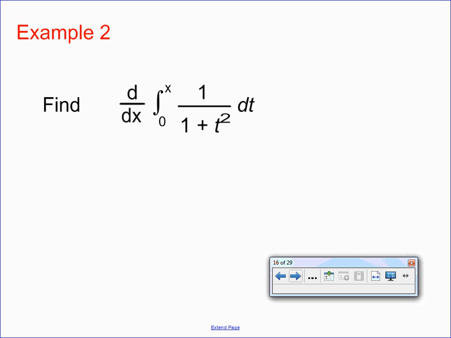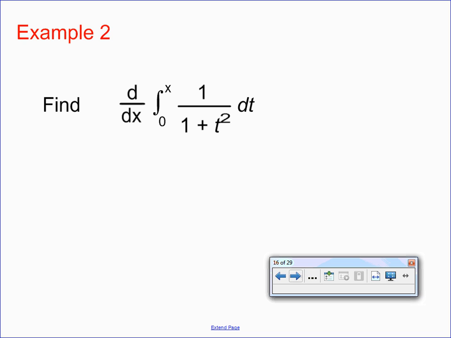All right, let's consider another one. The derivative with respect to x of an integral defined expression from 0 to x of the integrand function 1 over 1 plus t squared dt. The Fundamental Theorem of Calculus Part 2 says that the derivative of an integral defined expression is simply the integrand function, with the key difference that my independent variable is now present.